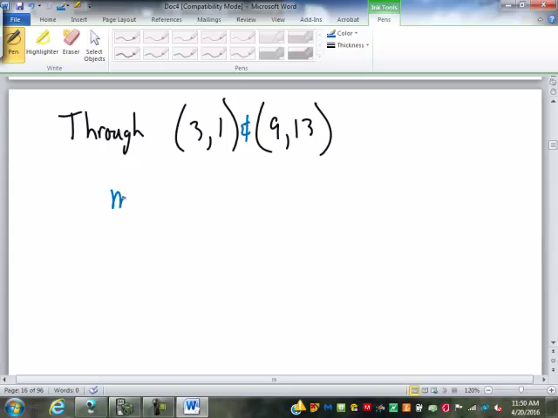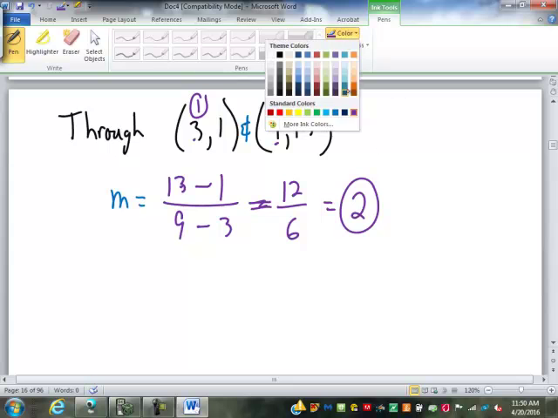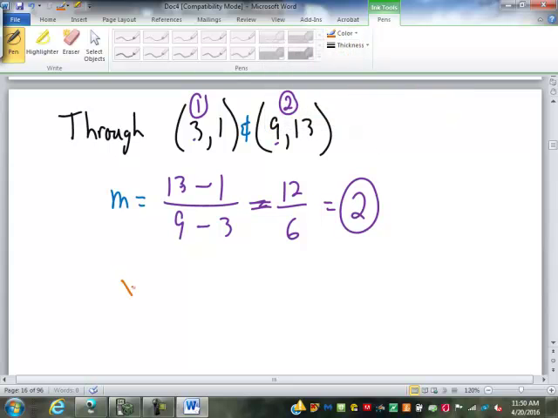We can find the slope by using our slope formula. If I call this points 1 and 2, y2 is 13 minus y1 is 1, over x2 would be 9 minus x1 is 3. So 13 minus 1 is 12. 9 minus 3 is 6. So that gives us a slope of 2. So now we can go back to our generic equation, y equals mx plus b. We know that m equals 2. So y equals 2x plus b.